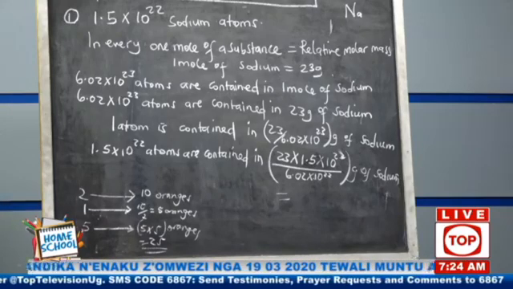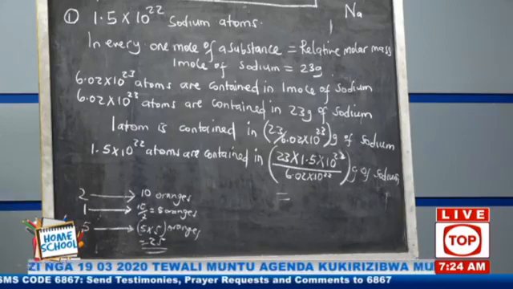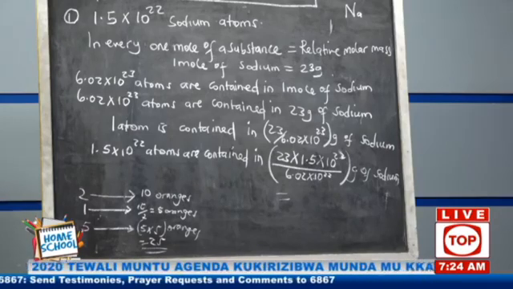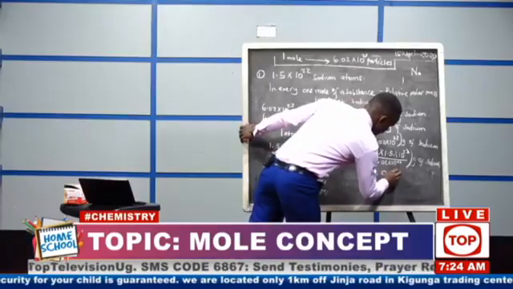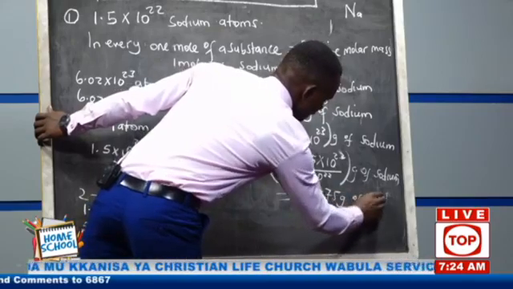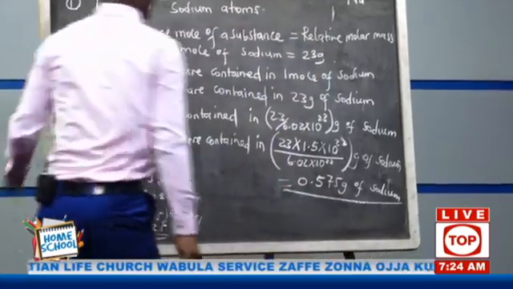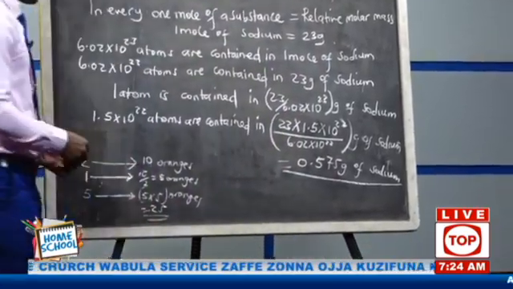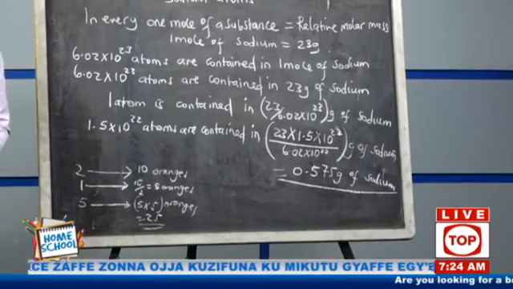Okay? So what do we get there? People with calculators, put in your calculators and make sure you get the answer, which is 0.575 grams of sodium. Okay? Hopefully you all have the answer.